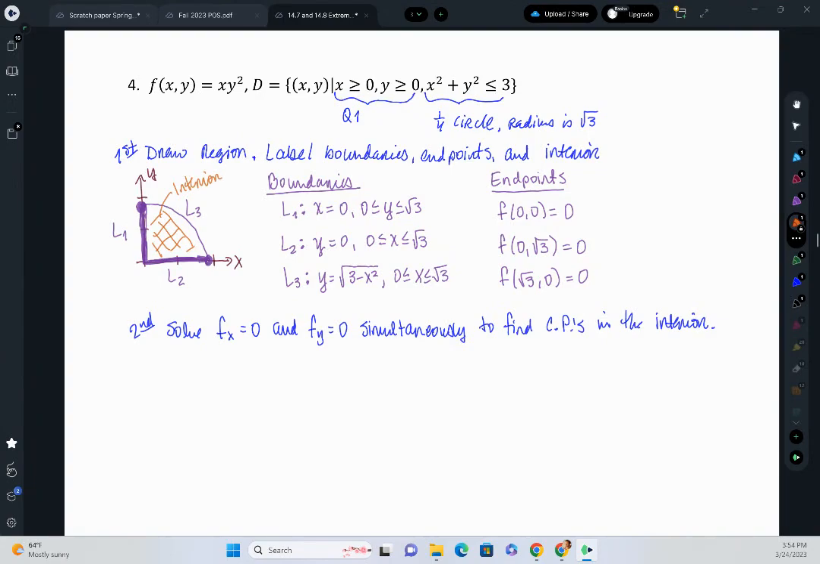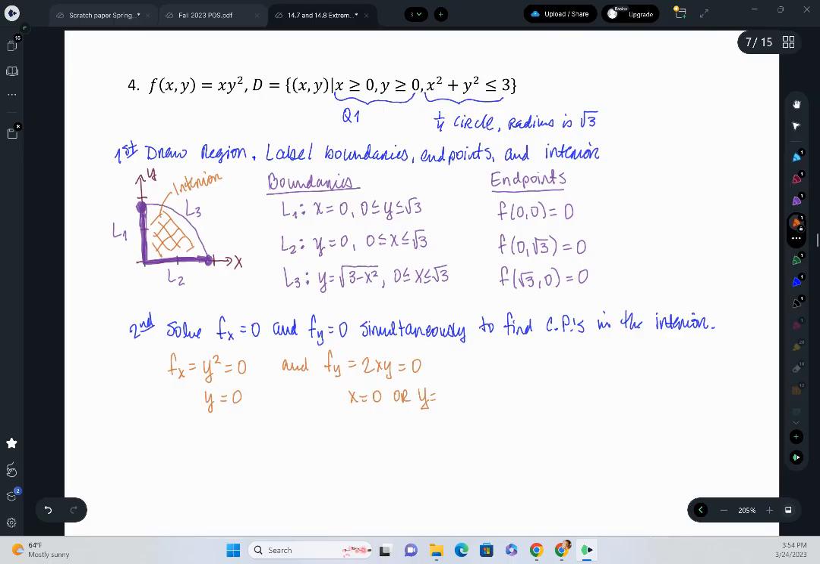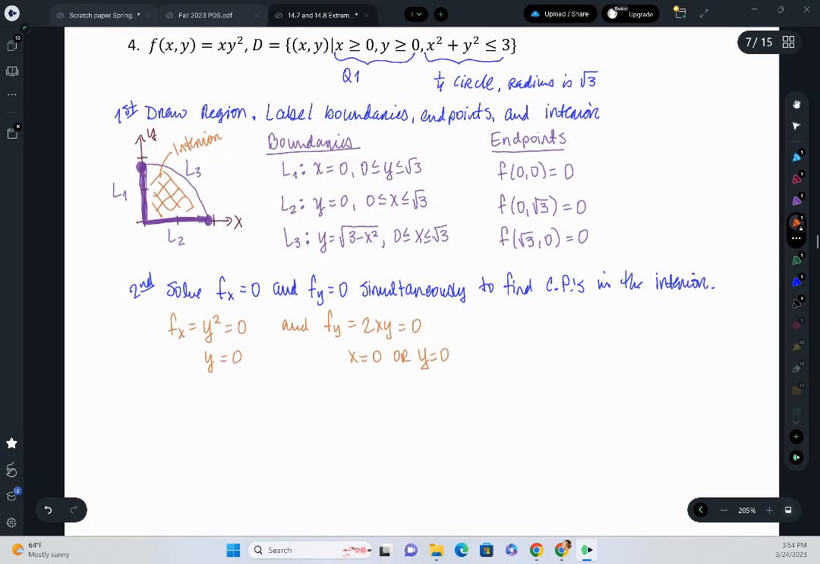Okay? All right, so let's find f sub x. F of xy is xy squared, so f sub x is y squared. Set that equal to 0, we get y is 0. And f sub y is equal to 2xy. Set that equal to 0, and we get x equals 0 or y equals 0. So it looks like either way we look at it, our critical point is 0, 0, and that is not in the interior.